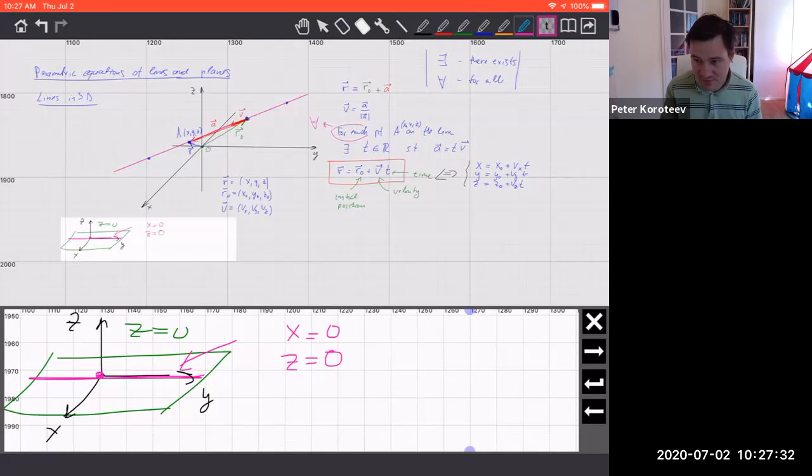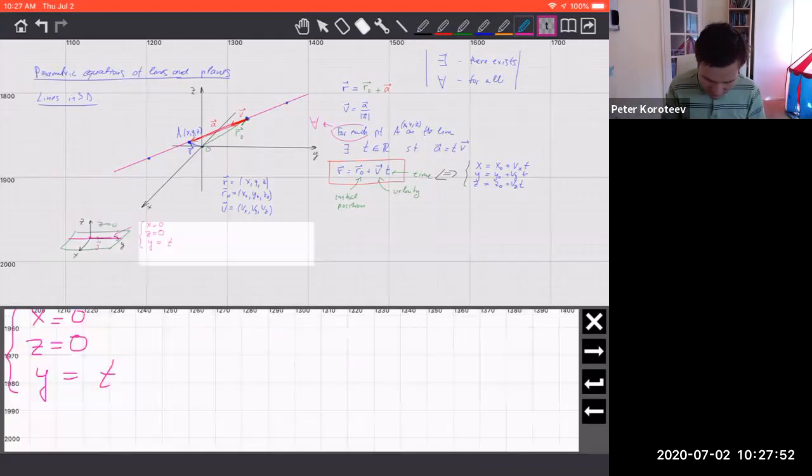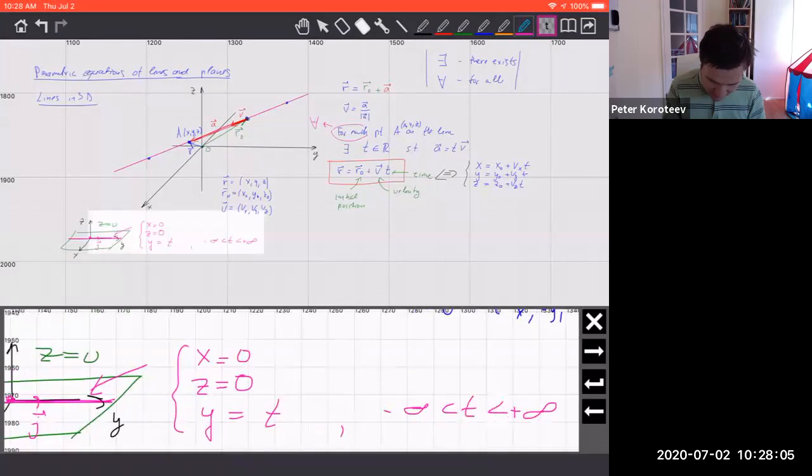If you want to specify something about y, well, you can. You have vector j, so you can just say y equals t. But this equation doesn't give you any new information. What you're doing is just relabeling this coordinate, saying that t changes between plus infinity and minus infinity. The essential ingredient for this construction are these two equations.